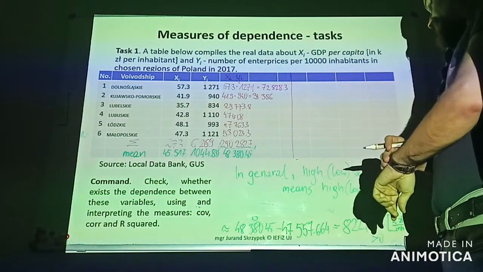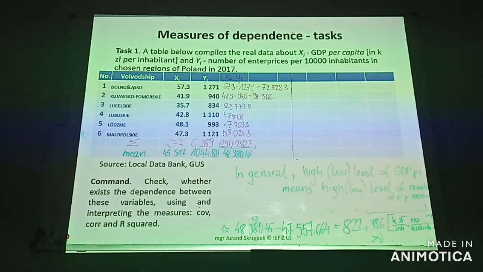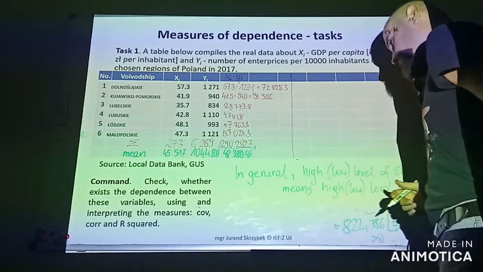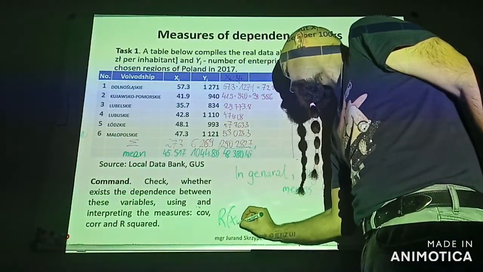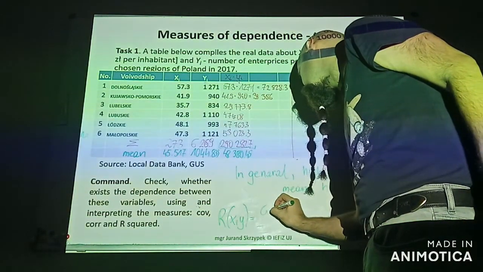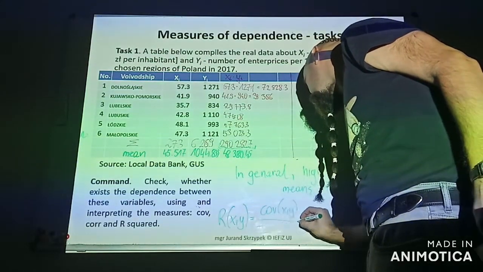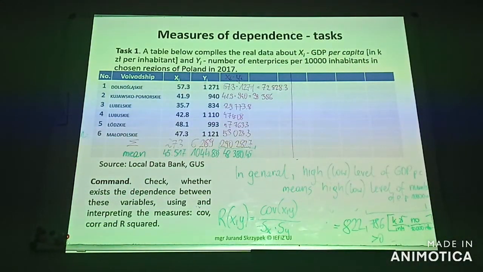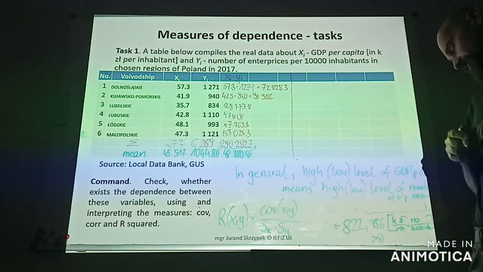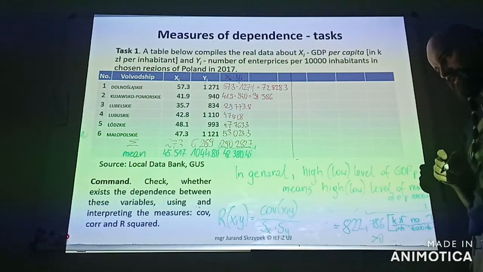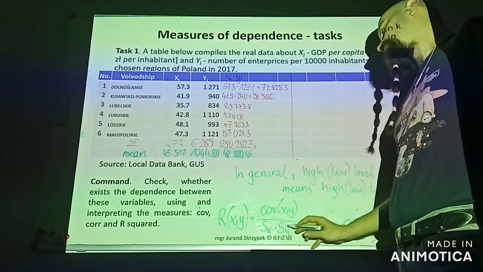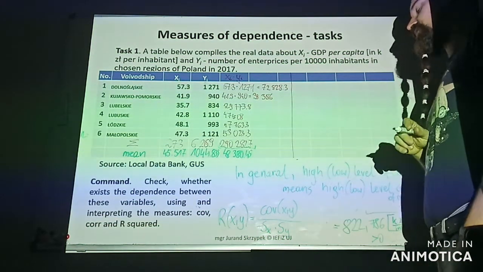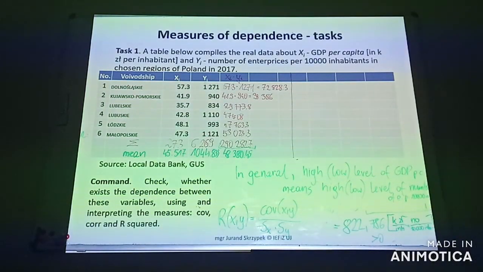Okay, and the next measure that we need is the coefficient of correlation. Coefficient of correlation, Rxy, is a ratio between covariance and standard deviation of variable x and variable y values. We know the covariance, it is equal 822.786, and now we have to compute standard deviation of GDP per capita in chosen regions and standard deviation of number of enterprises per 10,000 inhabitants in chosen regions.